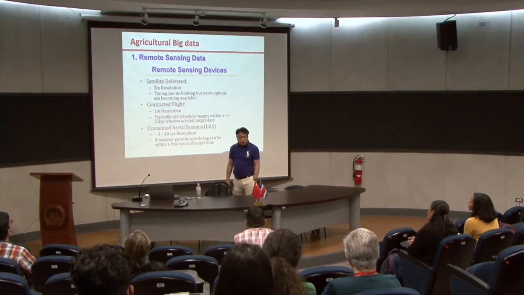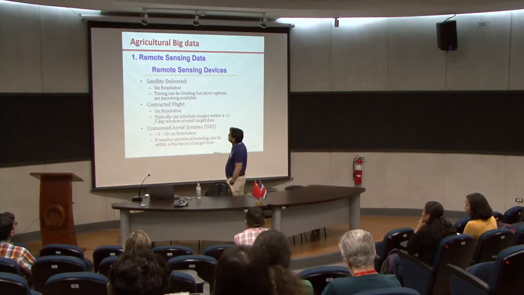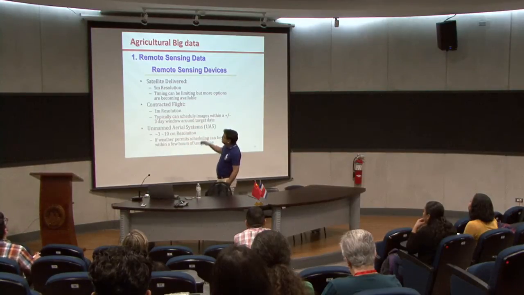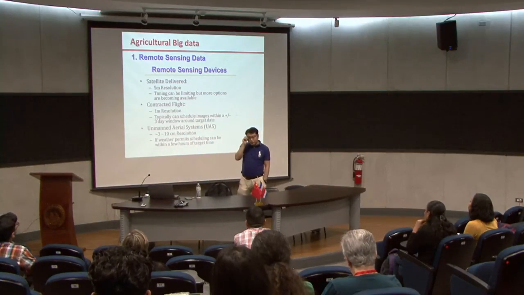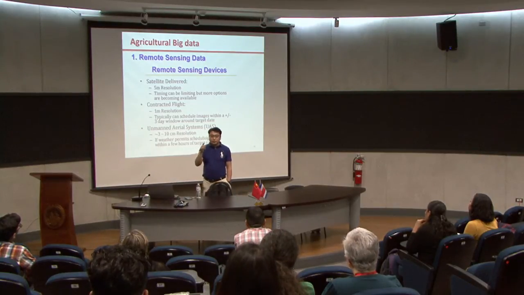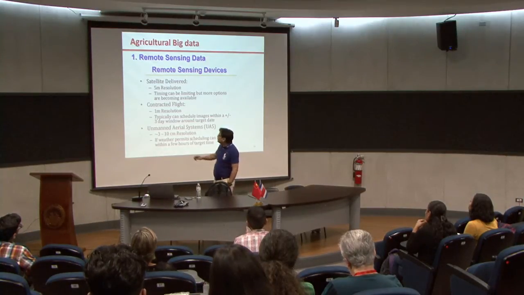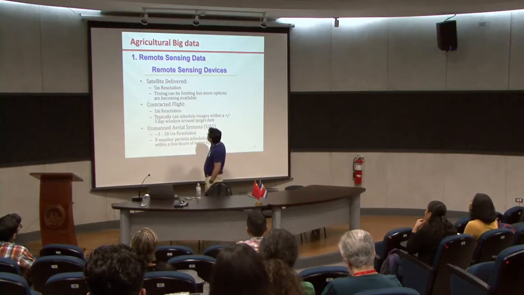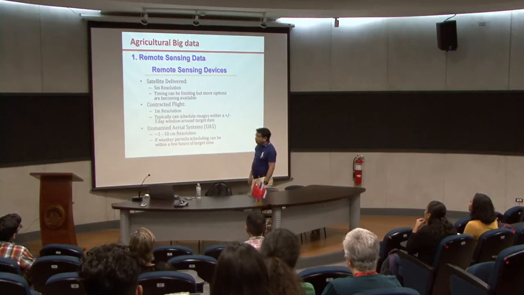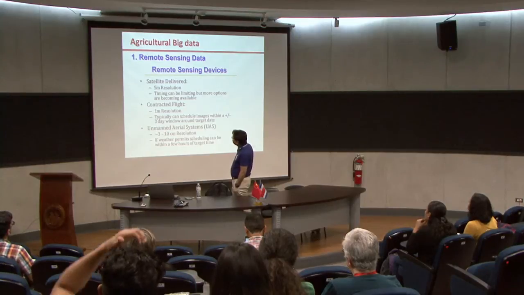So we actually have different types of remote sensing devices. First is a satellite. Satellite has about 5 meters resolution. 5 meters resolution means 5 meters multiplied by 5 meters. It is a point of the image. The timing can be limited, but more options are becoming available.